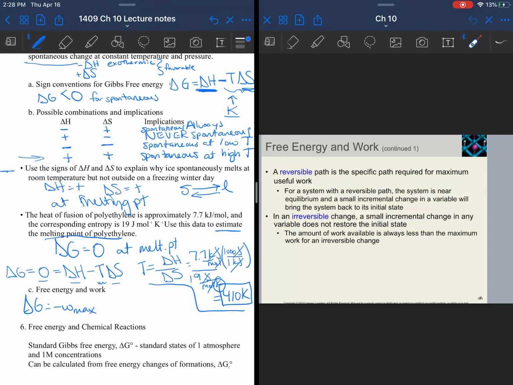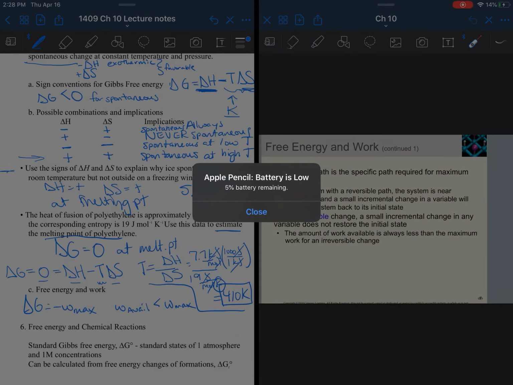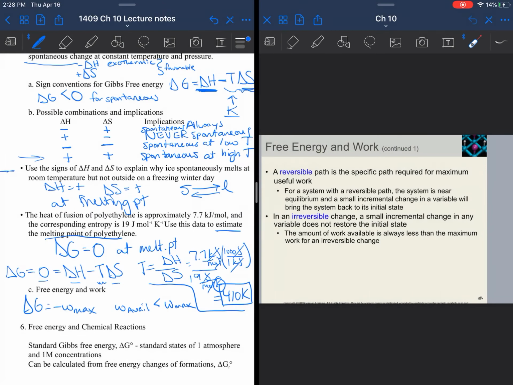All right, and so what we typically see is that actual work available winds up being sometimes significantly less than the maximum amount of work available.